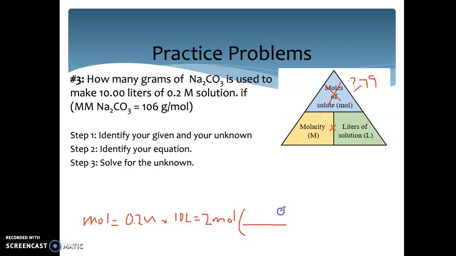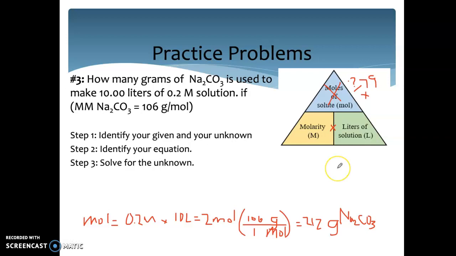If I want to find grams, moles has to go on bottom. I'm trying to find grams of sodium carbonate here, Na2CO3. Now grams is going on top. Now molar mass by definition is 106 grams per mole. So this line right here over 1 mole is literally this part right here. It means per mole. So 2 times 106 gives me 212 grams of sodium carbonate. So if I need to solve for grams as my final answer, I'm going to multiply.